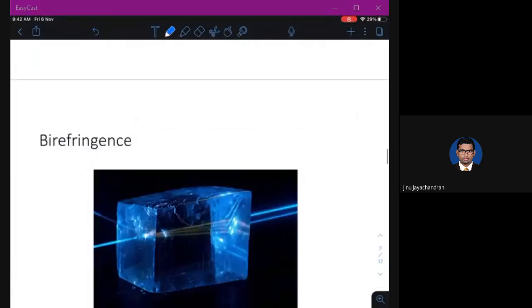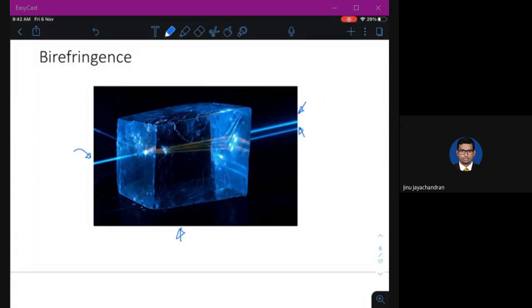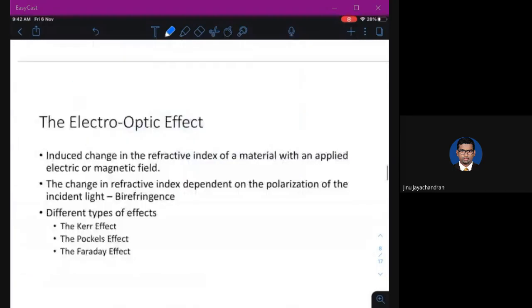If you see this example, this is taken from Wiki. You see that there is one light which is incident, and at the outside you are getting two different lights. So this material is actually a birefringent material. You can see that inside it splits into multiple rays, and what comes out is also multiple, but you can see only two. Such a property is called birefringence, and such a material is called a birefringent material. This is some of the basic stuff for our discussion today.